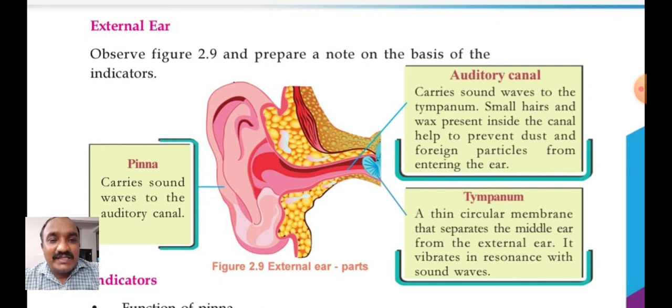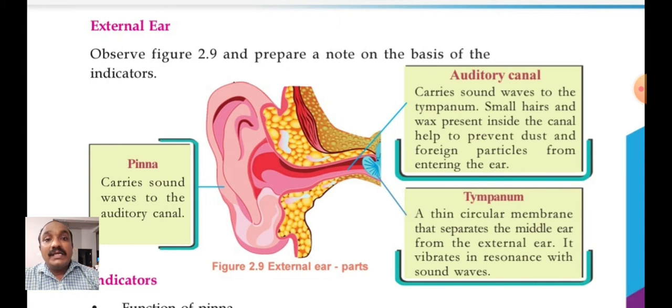Then what is the function of pinna? It carries sound waves to the auditory canal. Next part is the auditory canal. So the pinna carries the sound waves where? To the auditory canal. That is the function of what? Pinna. Second part, auditory canal. Auditory canal means the longest tube-like part that can be seen after the pinna. That carries sound waves to the tympanum. So pinna carries to auditory canal, which carries to the next part, tympanum.